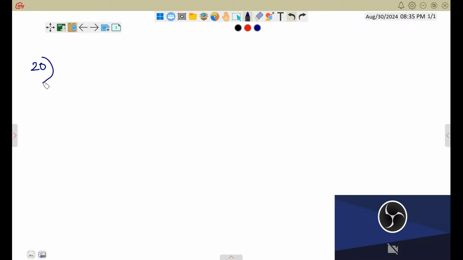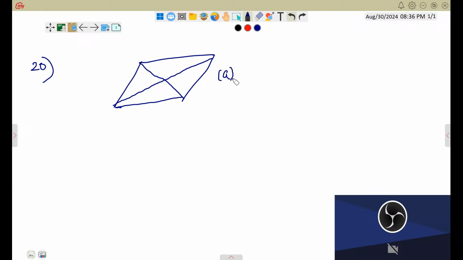See, the diagonals of a parallelogram are equal. No. If you take a parallelogram and observe the diagonals, do the two diagonals look the same length? No. So the first statement is wrong. Option A is wrong. Second one, the diagonals of a square are perpendicular to each other. If it is a square, its diagonals are perpendicular to each other. 90, 90, 90, 90. So option B is correct.